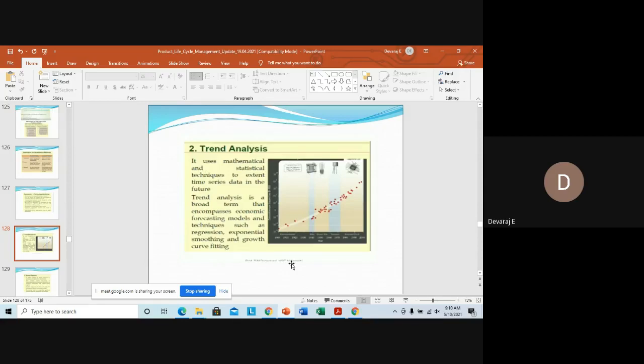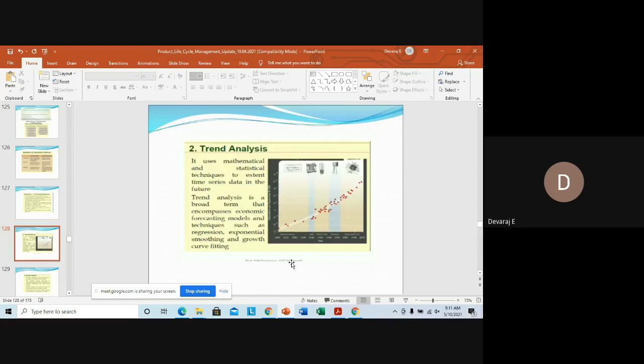For example, what is the weight at the 35th year? So this is very important. You should learn regression, exponential smoothing, and growth curve fitting. If you learn these things, it will be helpful in the industry. By using regression, exponential smoothing, and growth curve fitting, you can predict for the future, like after 10 years, how much I should produce, what will be the demand of the product. Depending upon the demand of the product, you can analyze.